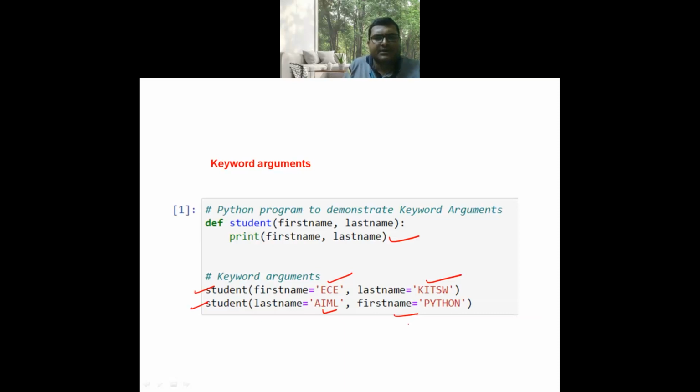While calling the function with keyword arguments, you can mention the variable at the first position or at the last position. It doesn't matter. Just go through.